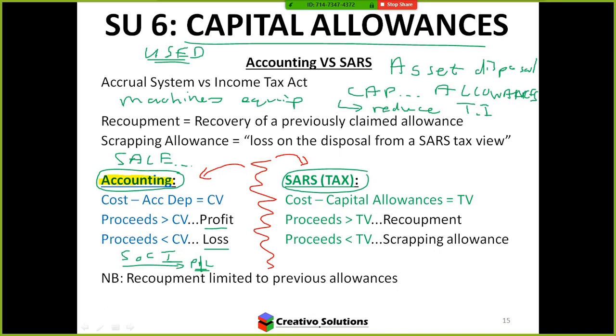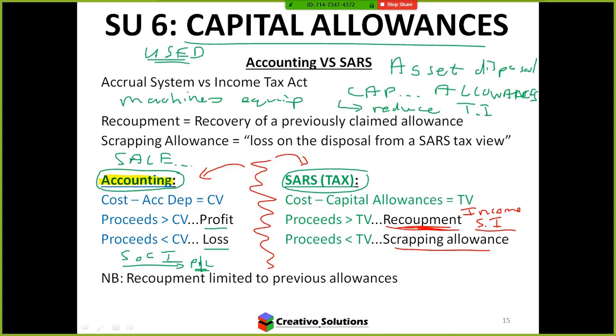Okay, when we look at tax, SARS doesn't call it a profit or a loss on sale. SARS talks about a recoupment or a scrapping allowance. That's what they talk about. And if you can remember back to income, when we spoke about income, we said there is a special inclusion, recoupment. A recoupment needs to be included as part of your income because it's a special inclusion. Right, and now we've discussed what it is.